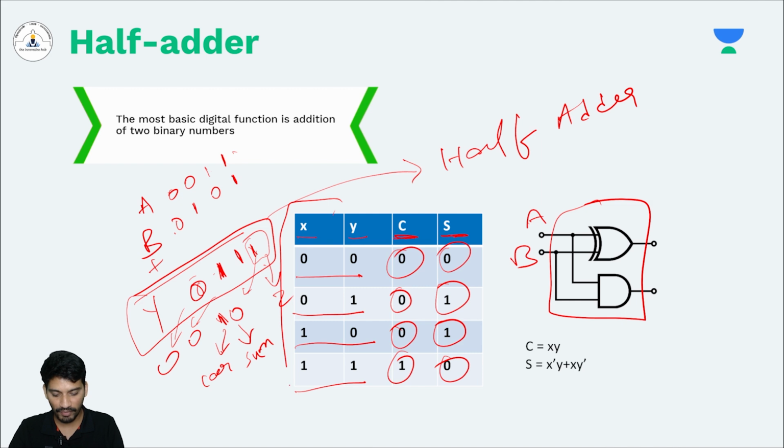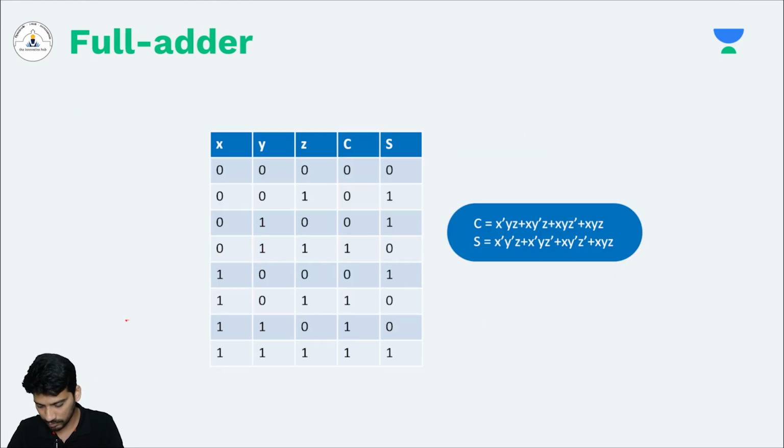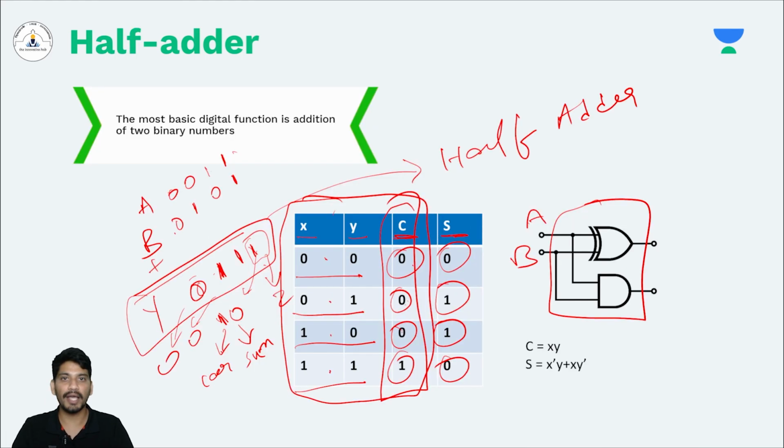You can simply identify a pattern here for carry, right? If you remember, this is representing an AND gate. So 0.0 will give you 0, 0.1 will give you 0, 1.0 will give you 0, and 1.1 will give you 1. So I simply take an AND gate and connect it with my x and y so that I will get the carry. So carry is very simple, we got the carry.